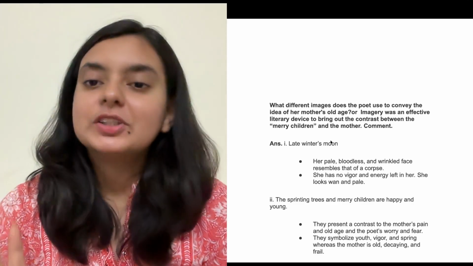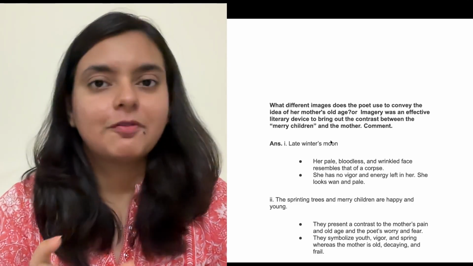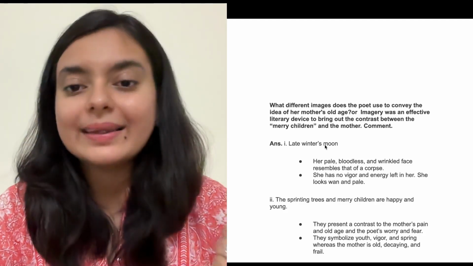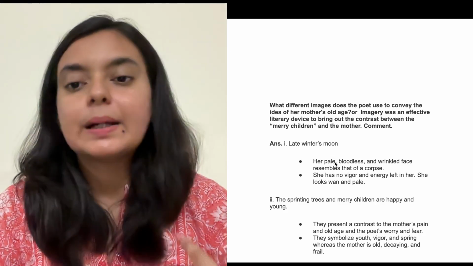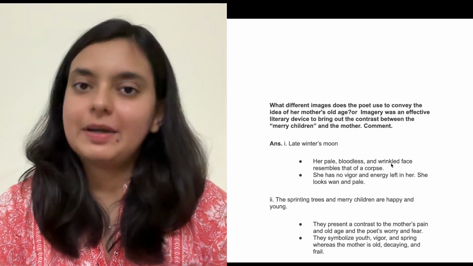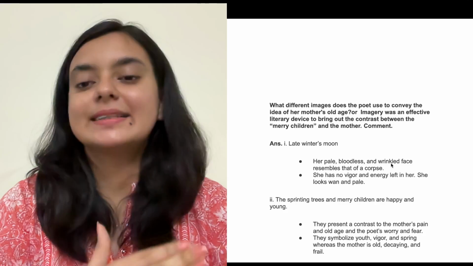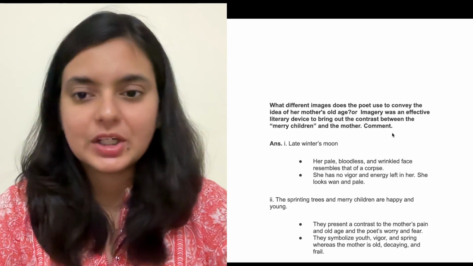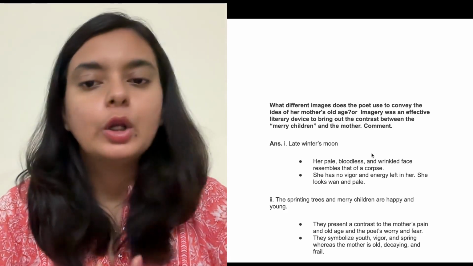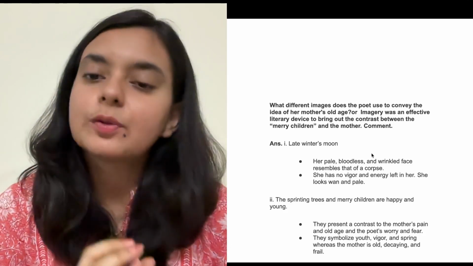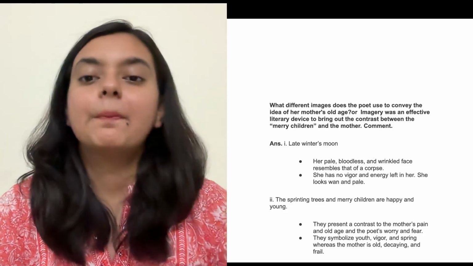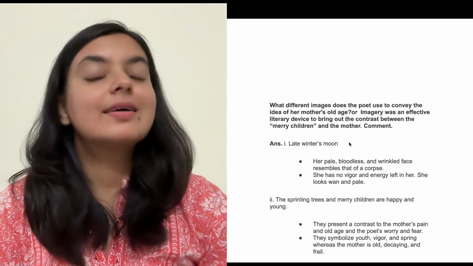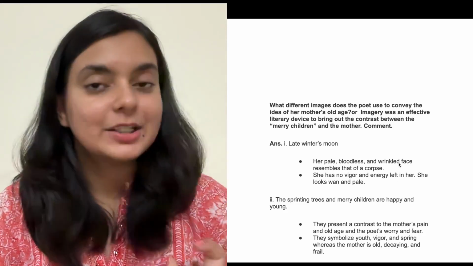So what are the images that the poet uses to convey the old age of a mother? This is very, very important. First is late winter's moon. This is the image which conveys the pale, bloodless and wrinkled face, and that shows a resemblance to that of a corpse. Again, that is related to the aging mother. She has no vigor, no energy, and that is the reason why she looks wan and pale, and that is why it is compared to late winter's moon. If you are asked this comparison as a 2-marker separate question, this is the answer that you could give.